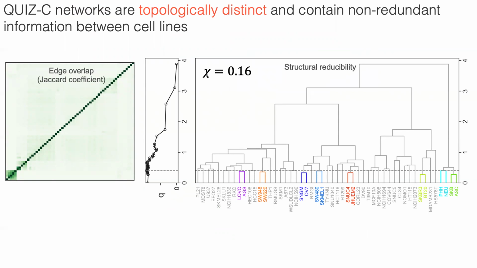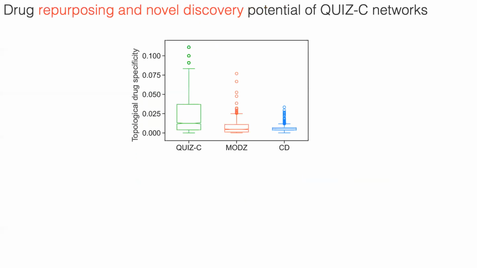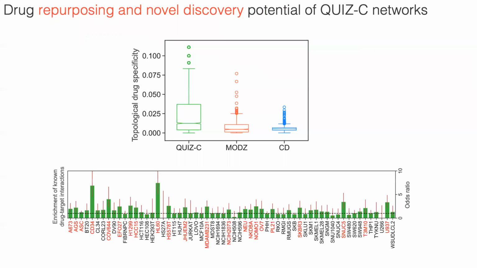To supplement our findings on the structural uniqueness of QuIZ-C networks, we quantify the degree of information redundancy or structural reducibility in multilayer networks. Within this framework, QuIZ-C networks are highly non-redundant with a reducibility metric of 0.16. In terms of what we call topological drug specificity, which is defined as the inverse of the number of cell lines a drug appears in times the mean out degree of the drug, QuIZ-C networks are more specific than two other L1000 CMap-based methods, the moderated z-score (mod-z) and the characteristic direction (CD).